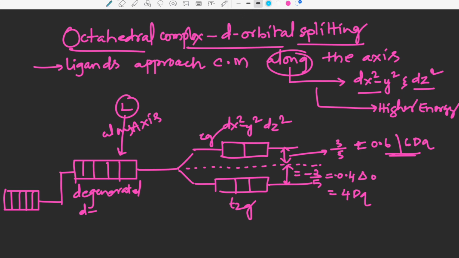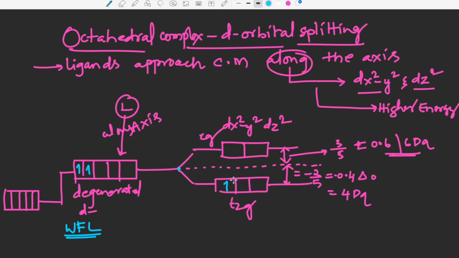Now let us see the electron filling. For electron filling, we will talk about the weak field. First we understand how the electron distribution happens in a weak field, right? So let us say this is the d1 configuration. This electron comes up here. After coming here it has two choices, either it should go here or it should go here. So it follows the Aufbau rule, and the electron will come here.